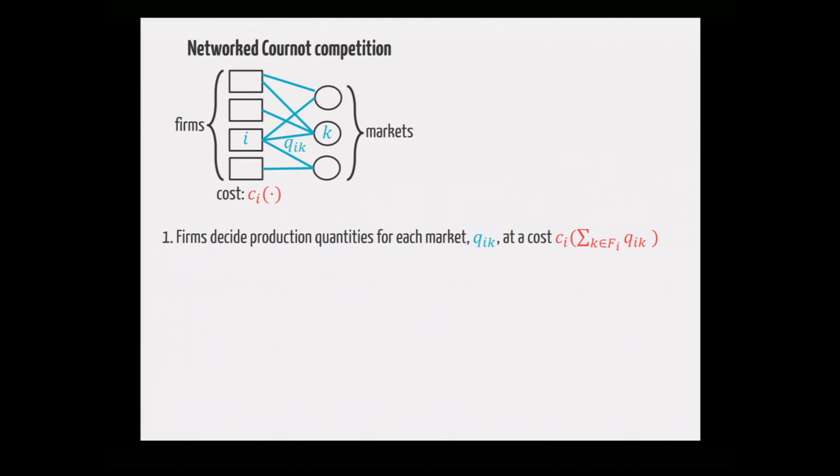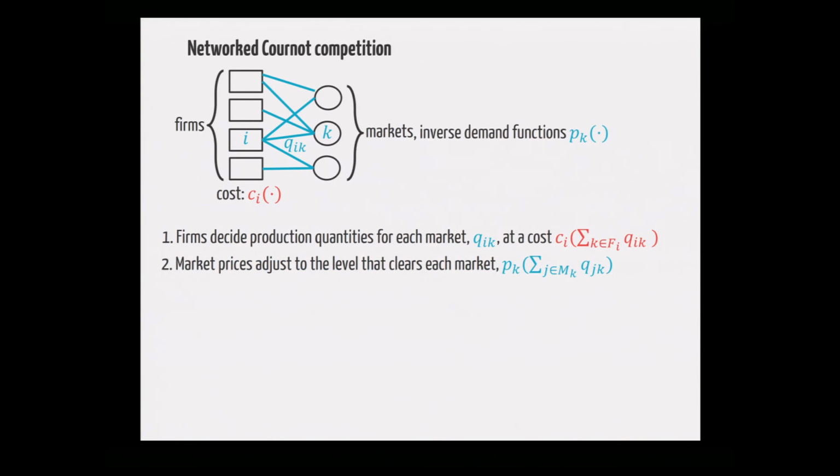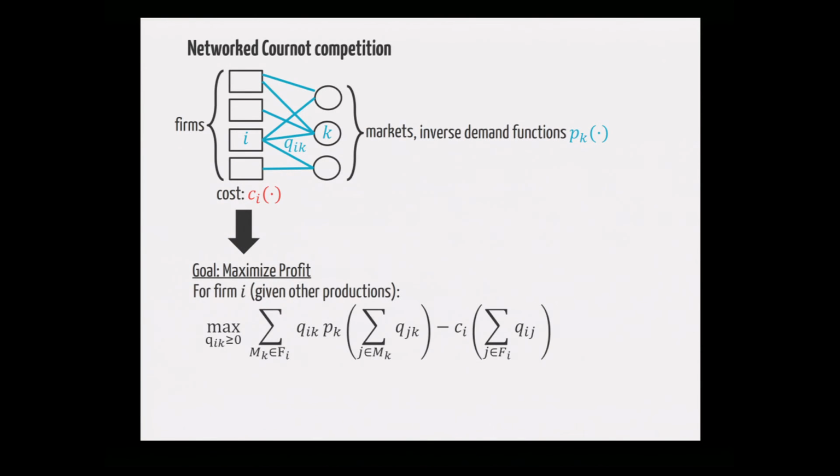So firms decide a total production quantity and how it is divided up among those markets. The cost is applied to their total production, but then the price is per market. And then they maximize their profit, which is given the price at the market and their total cost of production and how they divide it up among the markets. Okay, so it's exactly the same form, but you just have the sums to capture things properly.